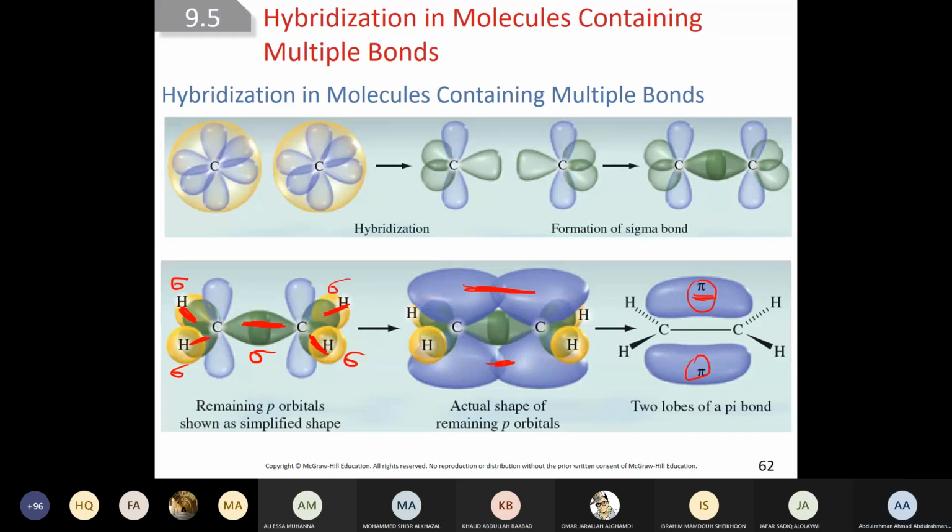Is this clear? Now, I will give you a rule. Whenever you see a double bond, the first bond is always what? Sigma. But the second bond is going to be what? Pi. One of them is sigma, the other one is called pi. How about if we have 3 bonds? 1 sigma and 2 pi bonds. Very good. That's general in anything.